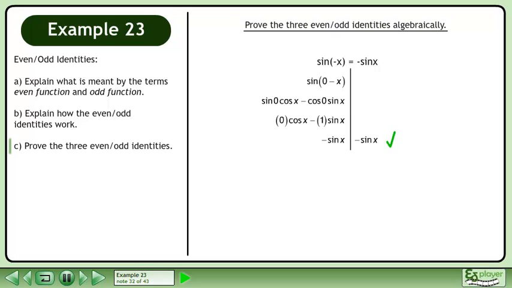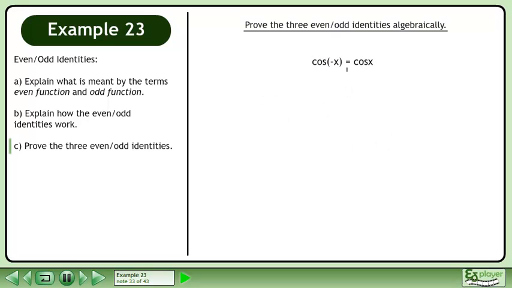The left side equals the right side, completing the proof. Now we'll prove that cosine of negative x equals cos x. Rewrite negative x as 0 minus x. Expand using the cosine difference identity.